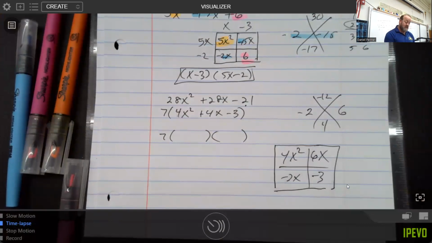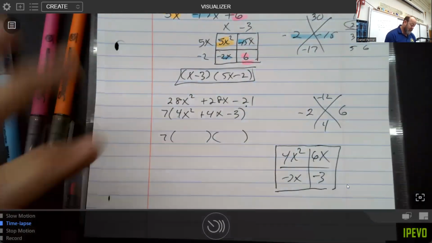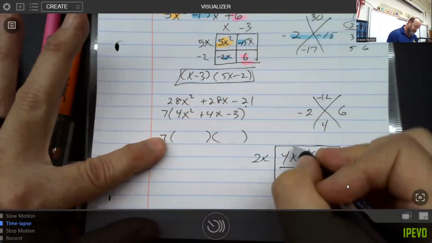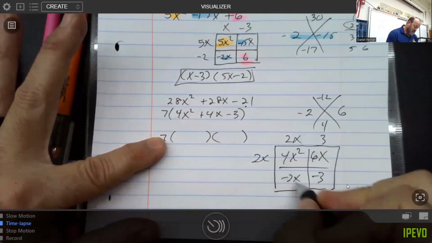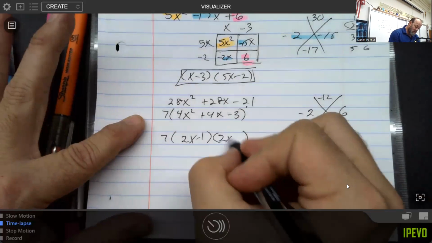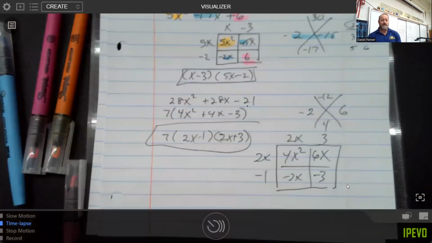Some teachers teach their students to put the x's and the x squareds here. I choose not to do that. And we're just going to go really quickly and look for that greatest common factor, 2x and a 3, 2x and a negative 1. And there we go. That is your common factor pulled out, A not 1. The hardest part of it is quadratics that we do.